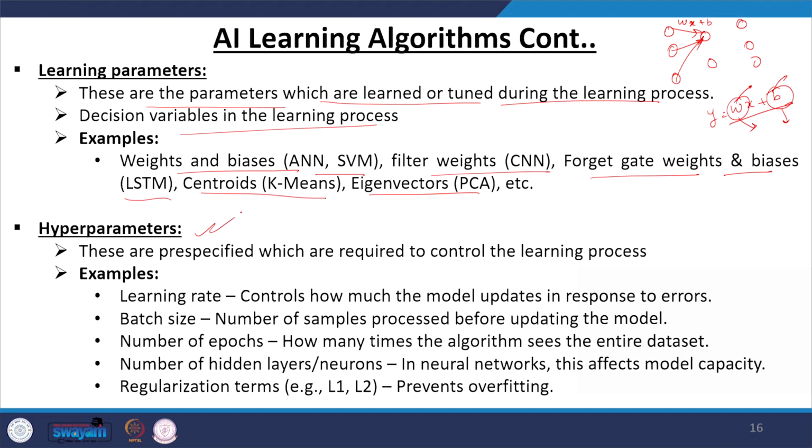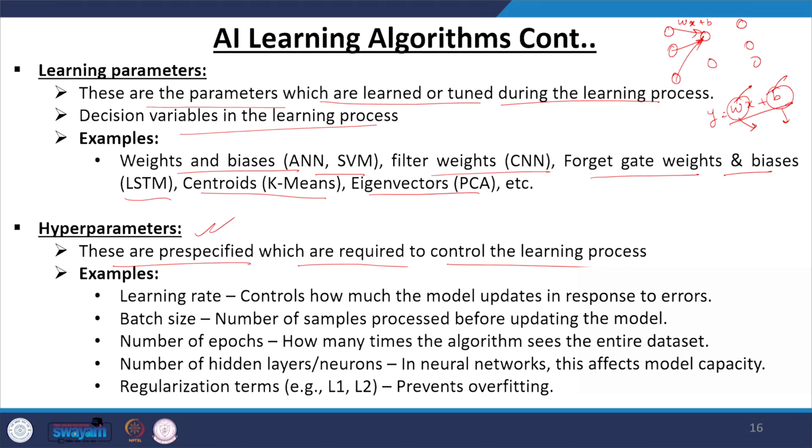What are the hyperparameters for your learning algorithm? These are your input parameters, these are not decision variables. These are pre-specified, which are required to control the learning process. Like in our optimization algorithms, where you need some input data to guide the solution process, these hyperparameters will guide the learning or the training process of the AI.